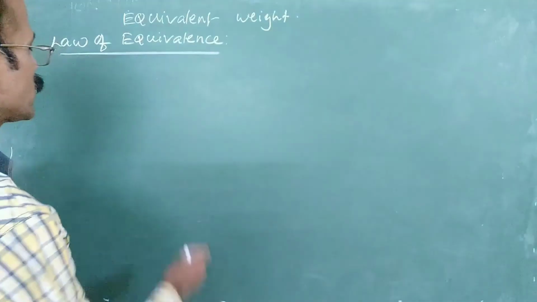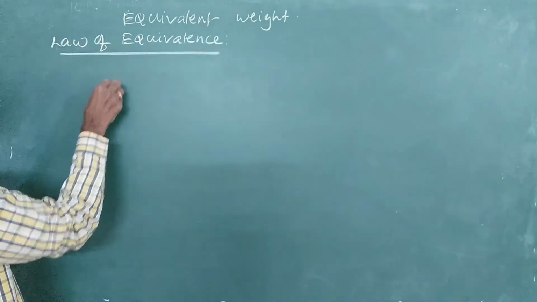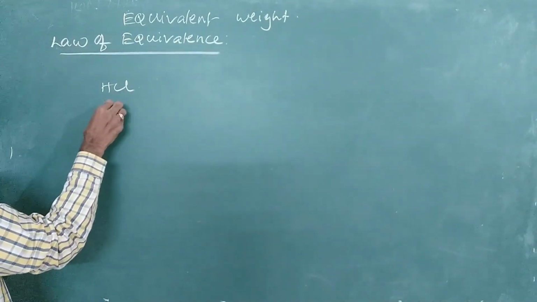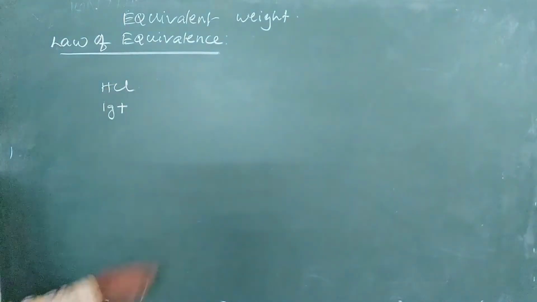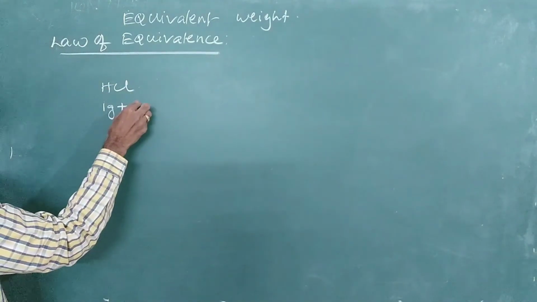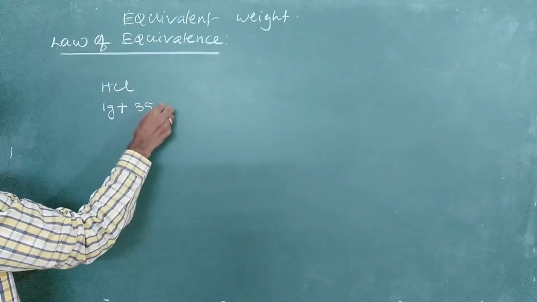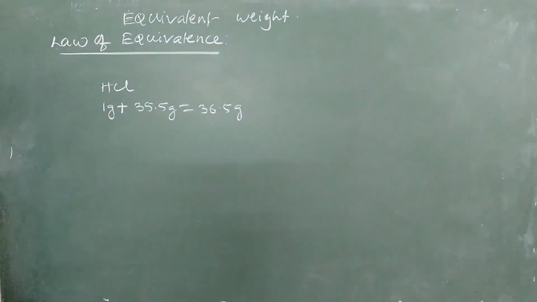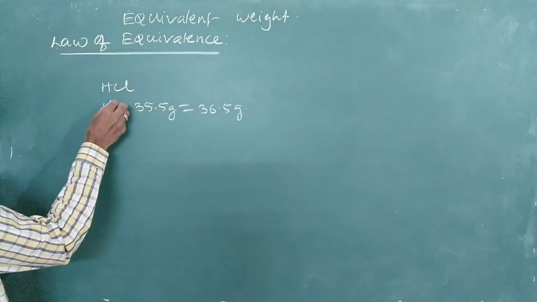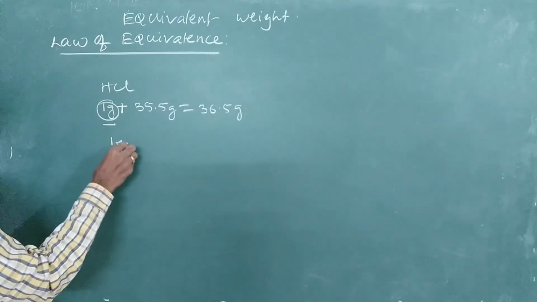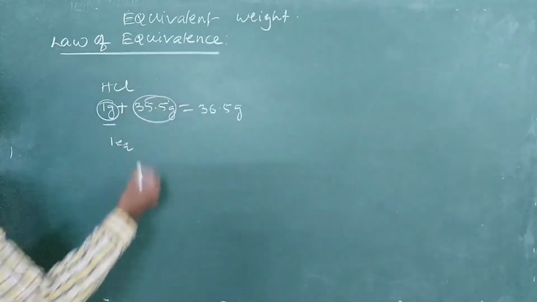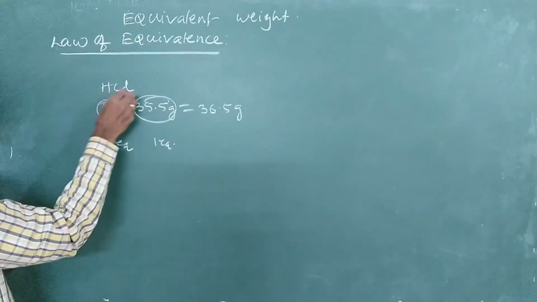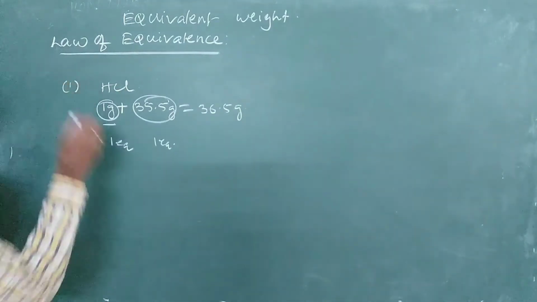For example, you take HCl. Gram molar mass of hydrogen is 1 gram and gram molar mass of chlorine is equal to 35.5. So that is equal to 36.5 gram. So that is molar mass. Now here 1 gram of hydrogen means 1 equivalent and 35.5 gram of chlorine means 1 equivalent. So 1 equivalent of hydrogen is combining with 1 equivalent of chlorine.